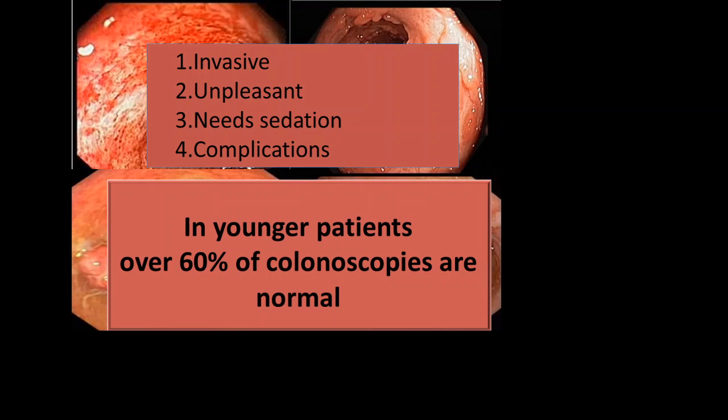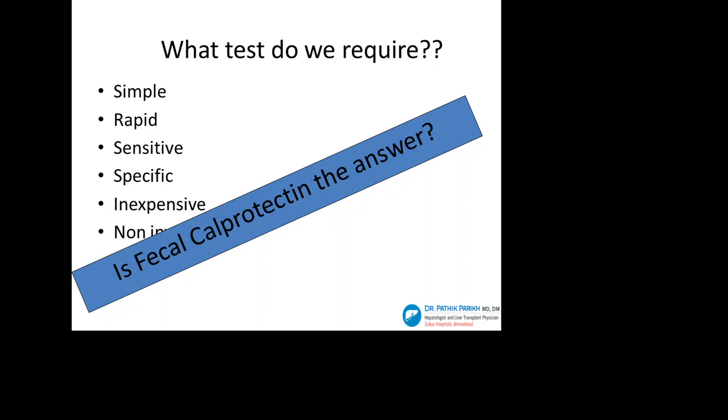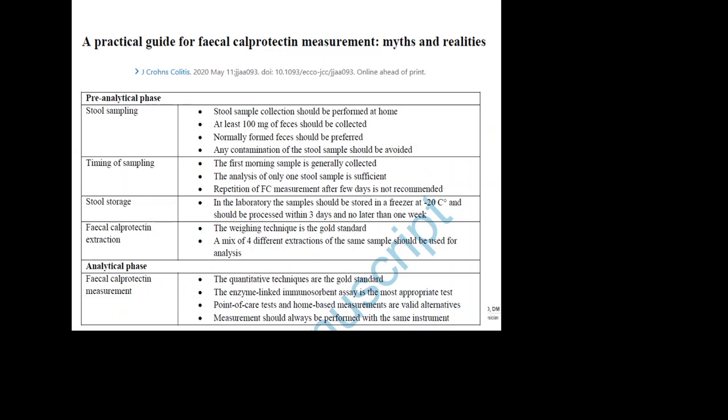When we carry out such procedures in young individuals, 60% of these procedures turn out to have completely normal colonoscopies. So what we require in these patients is a simple, rapid, sensitive, specific, inexpensive and non-invasive test to tell us whether it is IBS or IBD, as well as one which guides us in the management of IBD without the need for repeated colonoscopies. So the question that I'll be answering today is: is fecal calprotectin the answer to this requisite?